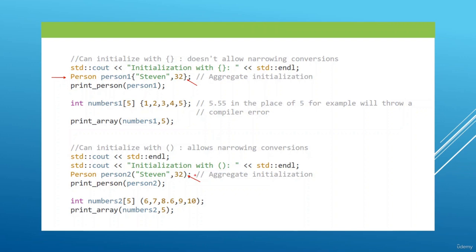So these things are going to be mostly similar, but the main difference I have found is that if you initialize with curly braces, you're not going to be allowed to do narrowing conversions. And if you use parentheses to initialize your aggregates, you're going to be allowed to use narrowing conversions. Except for that, I think these two kinds of initializations are the same. It's going to be a matter of preference. But other than that, these two ways of initializing your objects are going to be working exactly in the same way.